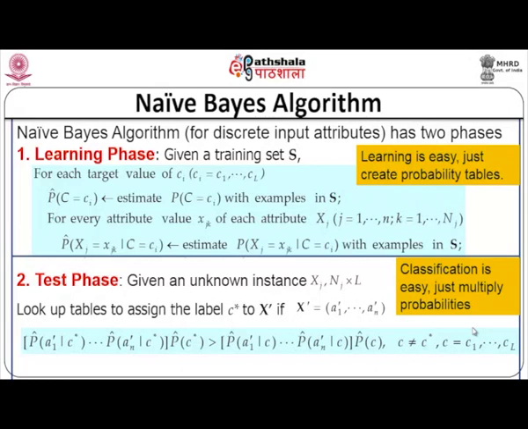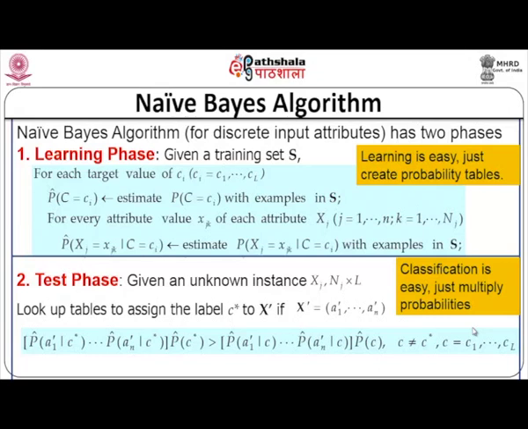Let us assume that we have 5 classes and, let us say, 10 attributes. We are not talking about examples here, but attributes. Then we have to find the likelihood of all the 10 attributes for the first class, all the 10 attributes for the second class, and so on. So, altogether for class 1 we will have 10 probabilities, for class 2 we will have 10 probabilities, and so on. That is the training phase or learning phase.